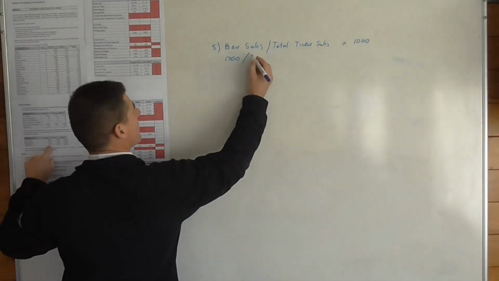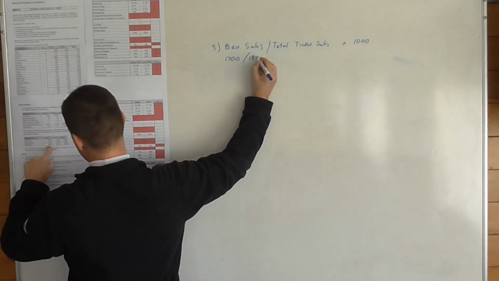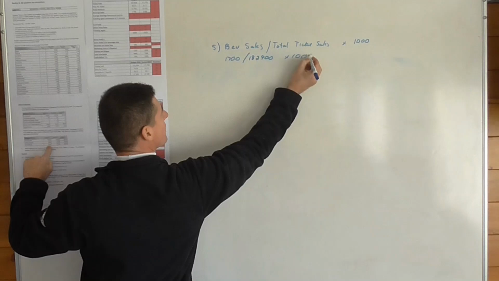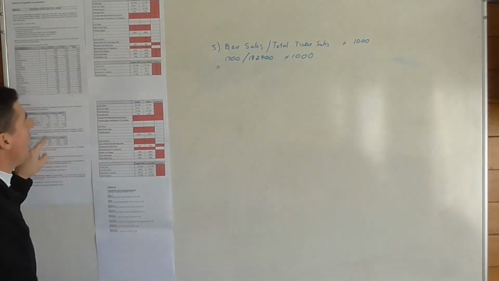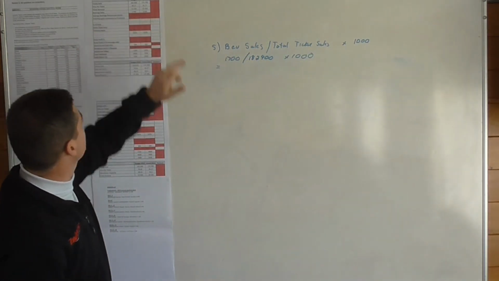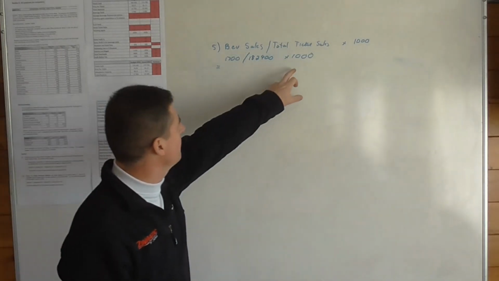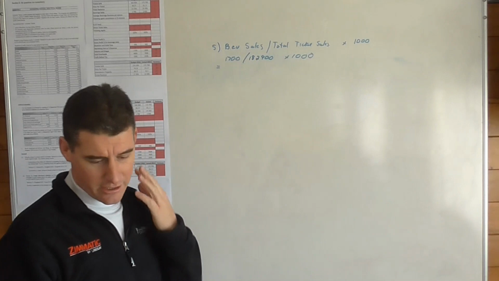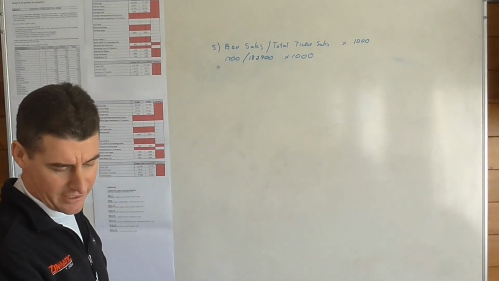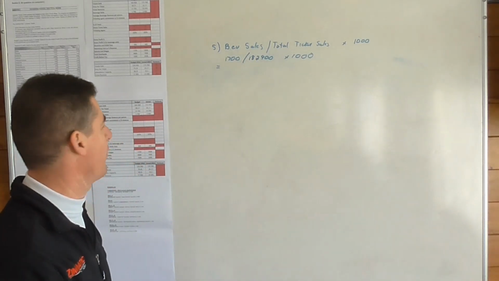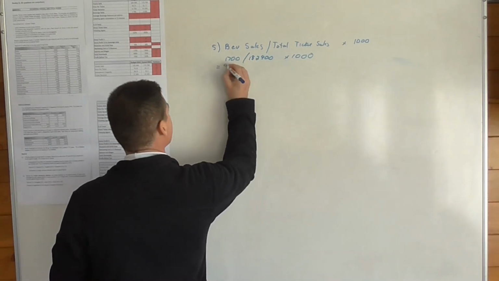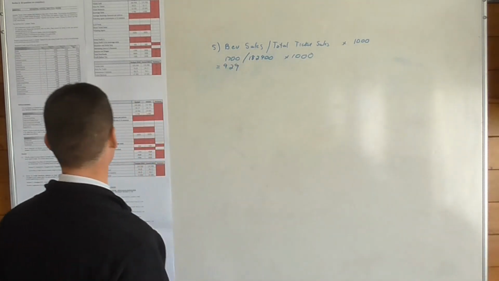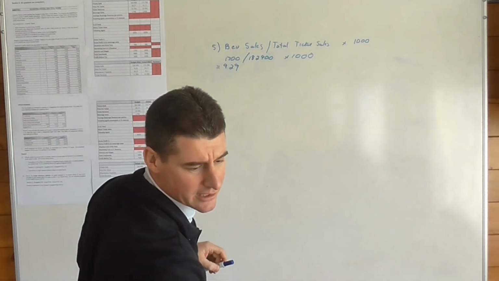All right, so that'll be 182,900 multiplied by 1,000. Remember, that's the only one, 5 and 6, where you multiply by 1,000. All the rest will be multiplied by 100. All right, so it's 1,700 divided by 182,900 multiplied by 1,000, and that gives you 9.29. So I'm going to complete this one quickly.